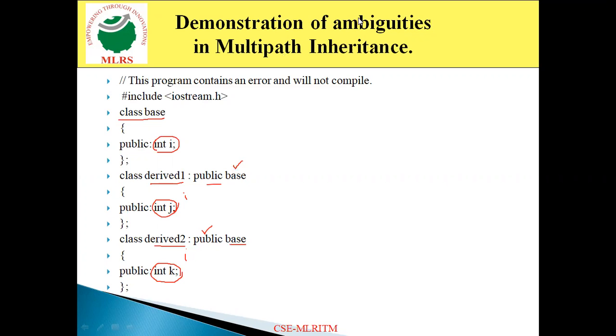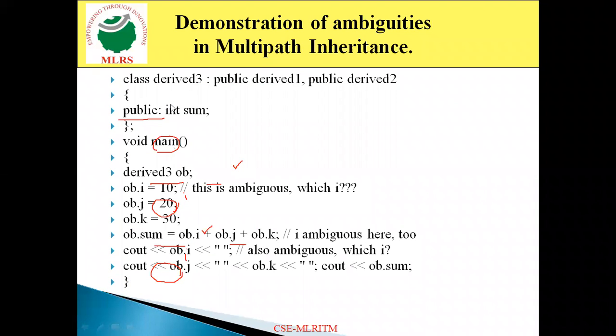Then come to the next one, that is nothing but derived 3. When I specify derived 3, ultimately I am deriving the derived 3 class from both derived 1 and derived 2. Again, in this one, I am specifying one more data member, that is nothing but int sum.